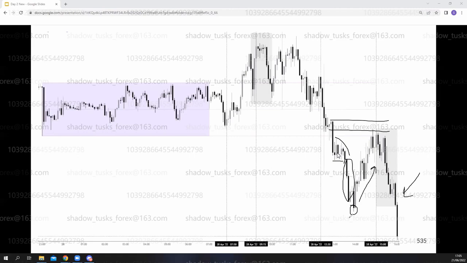Now, in areas like this where we get this inducement, we may not have the right confluences to take that pullback to then take this sell over here. Nevertheless, you don't take this trade then. You just take the sell, which is a pro trend.